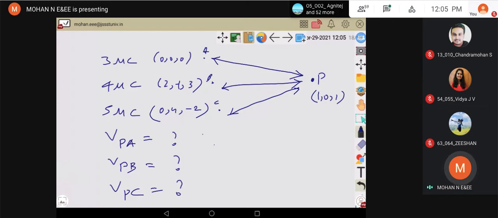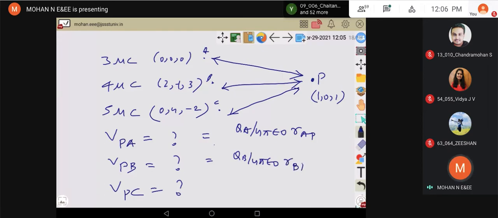The formula I'll write here: QA divided by 4 pi epsilon naught RAP or RPA, plus QB divided by 4 pi epsilon naught RBP or RPB, plus QC divided by 4 pi epsilon naught RCP or RPC. This is a standard expression. We are supposed to find RAP, RBP, and RCP.